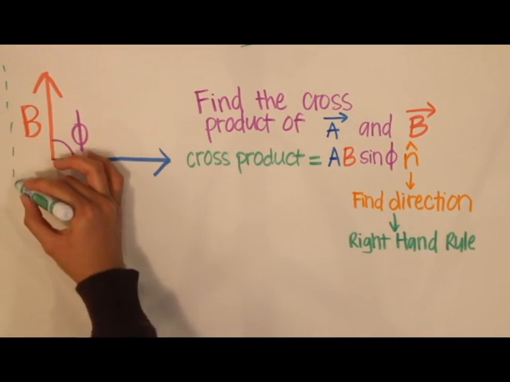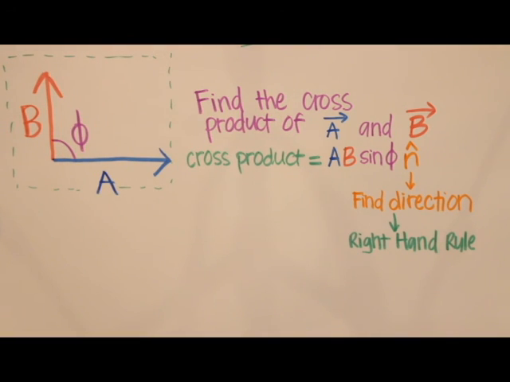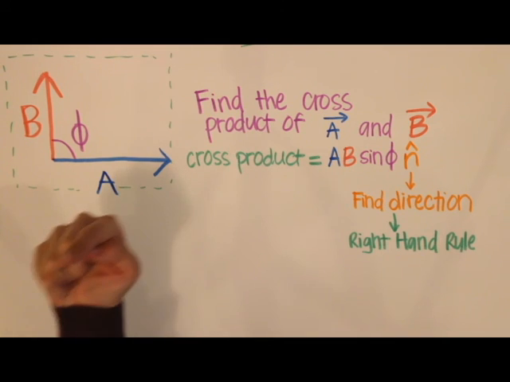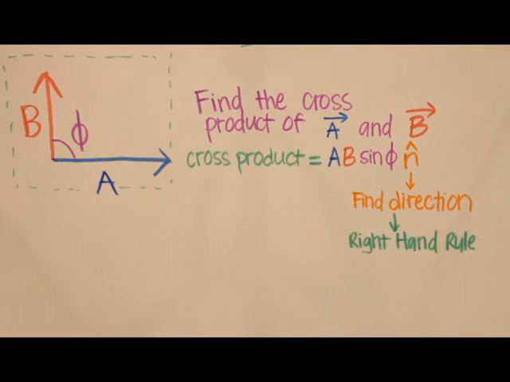The direction of the cross product must be perpendicular to the plane that vectors A and B are already in, and it must be either towards the screen or away from the screen, because those are the only two directions perpendicular to the two vectors.